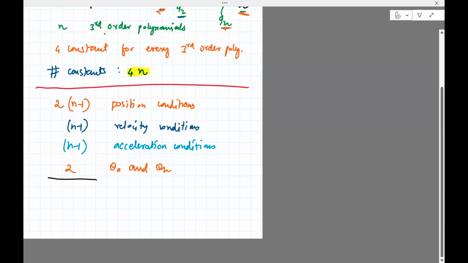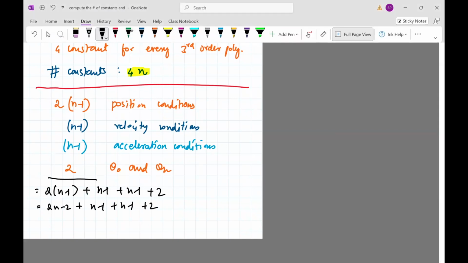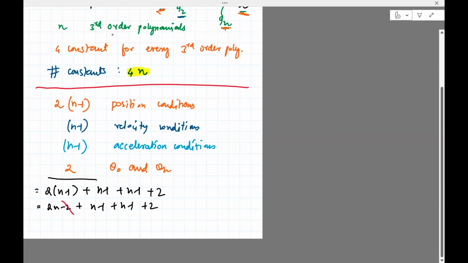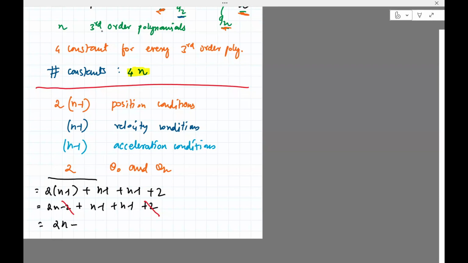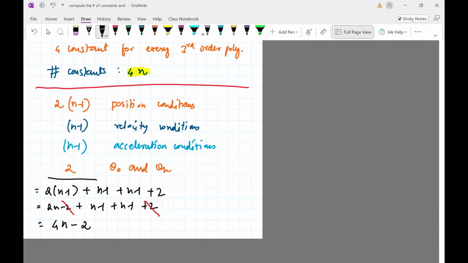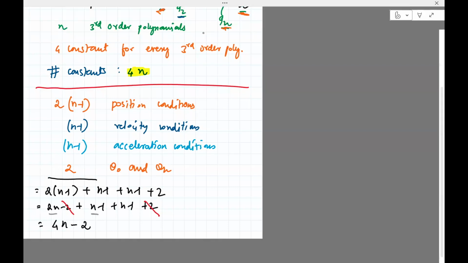So we just sum this up. We have 2 n minus 1 plus n minus 1 plus n minus 1 plus 2. So that will be 2n minus 2 plus n minus 1 plus n minus 1 plus 2. I think we can get that off. Okay, so we're left with 2n minus 2. Sorry, 4n minus 2. Right? 2n plus n is 4n.